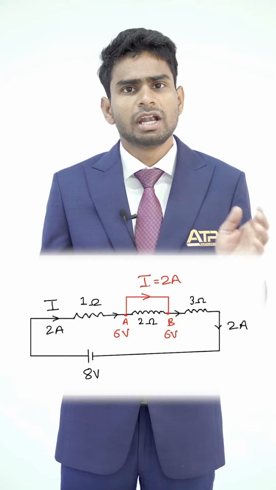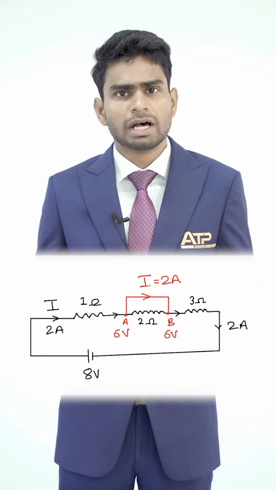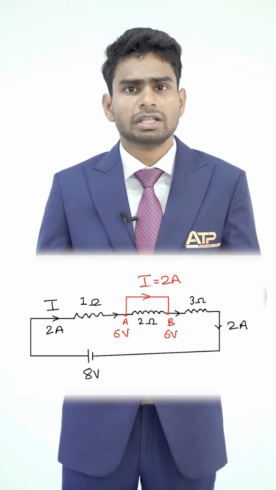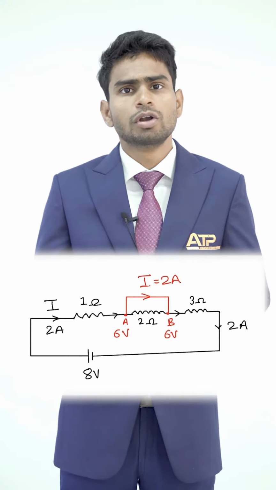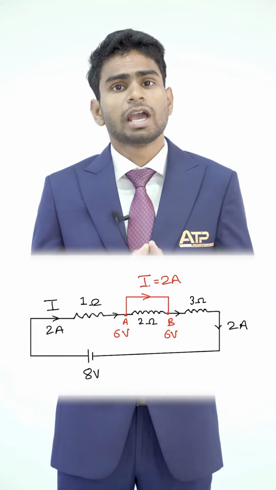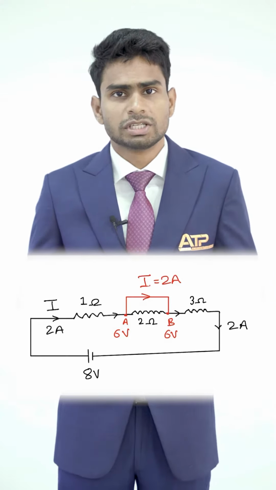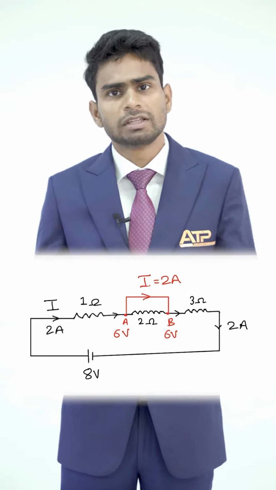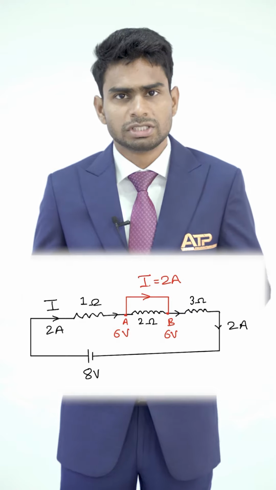In this circuit, the current coming from the left-hand side will pass through the 1 ohm resistance, and then it will come to a junction where it has the choice either to go through the 2 ohm resistance or to go through the upper arm, which is an ideal conductor of zero resistance. Current will take the path of zero resistance, which means the current will go through the upper arm, leaving the 2 ohm resistance, and then leave the circuit through the 3 ohm resistance.